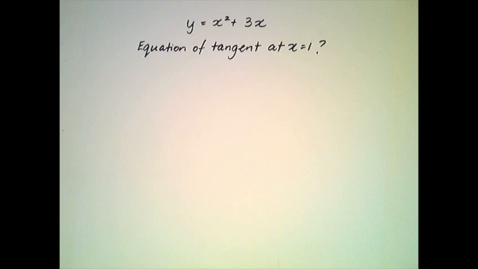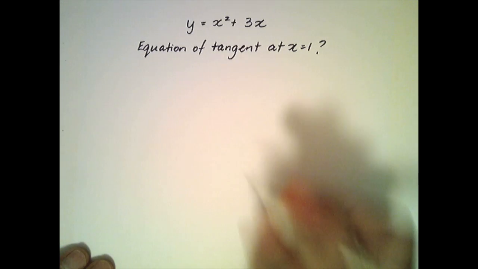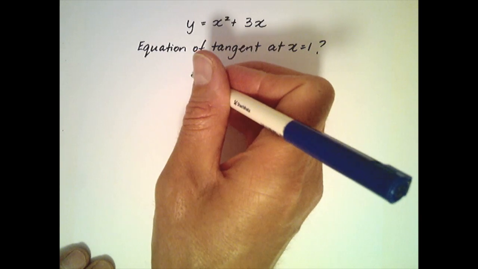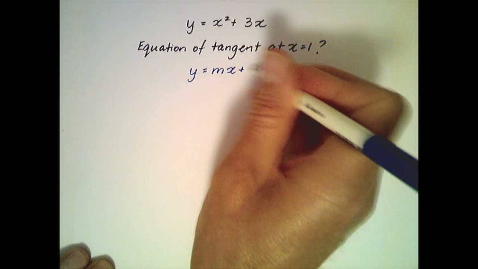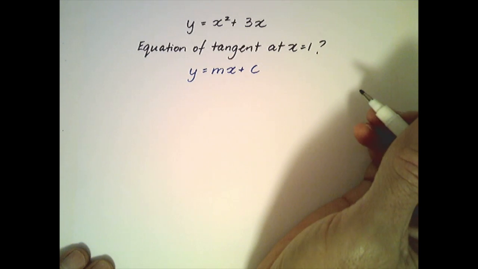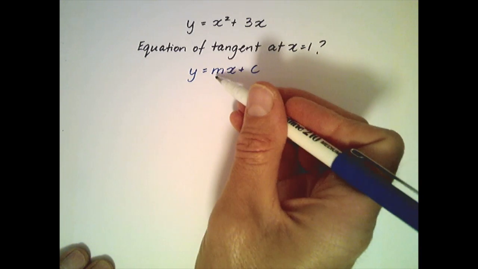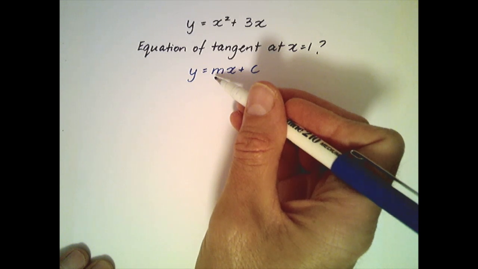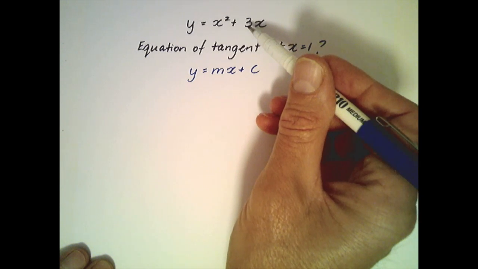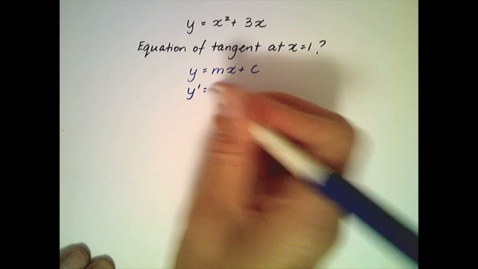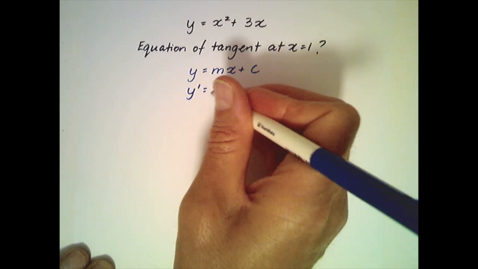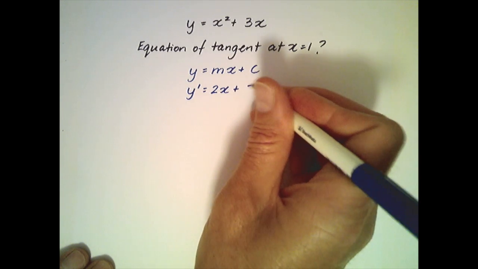So to determine the equation of the tangent at x equals 1, we need to remind ourselves that the tangent equation will be that of a straight line. So it's y equals mx plus c. So to find the gradient, the best thing to do would be to differentiate that equation, and we did that previously in this question. So we'll just remind ourselves of the derivative of this, which will be 2x plus 3.